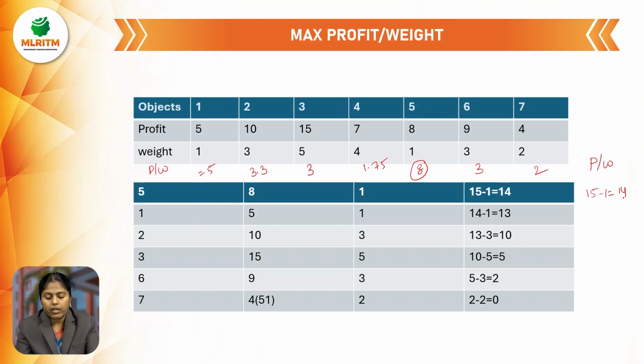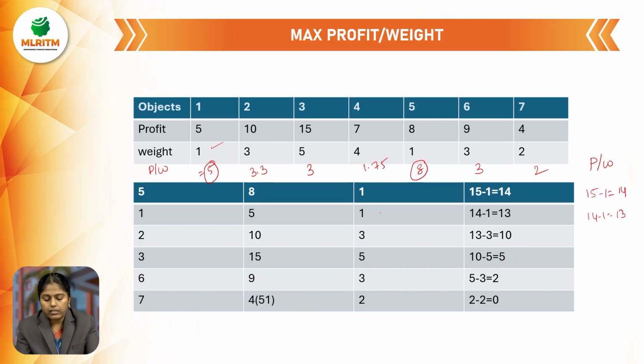Okay, next consider the maximum profit after 8. That is 5. For the 5, what is the object for this profit by weight ratio? The object is 1. What is the profit for object 1? That is 5. And what is the weight? That is 1. So again you deduct, 14 minus 1 equals 13.